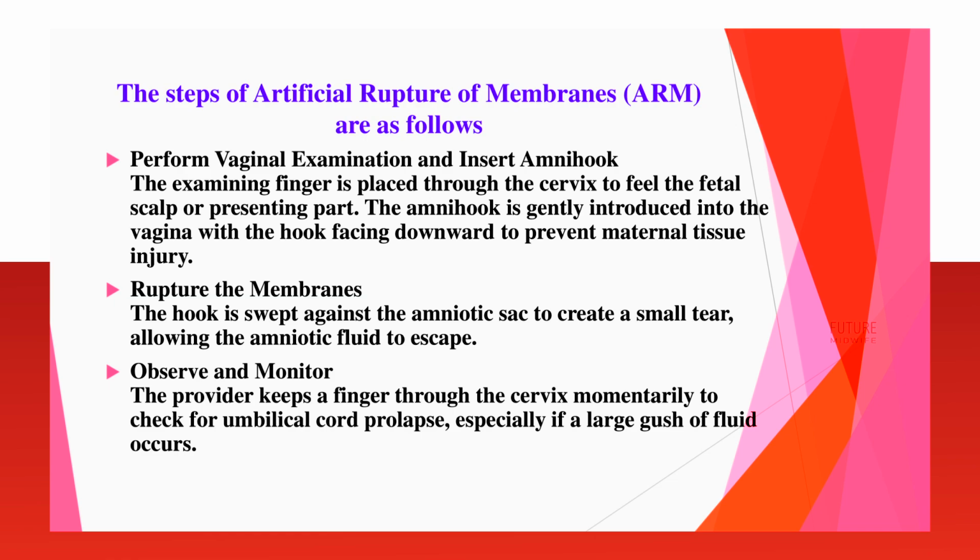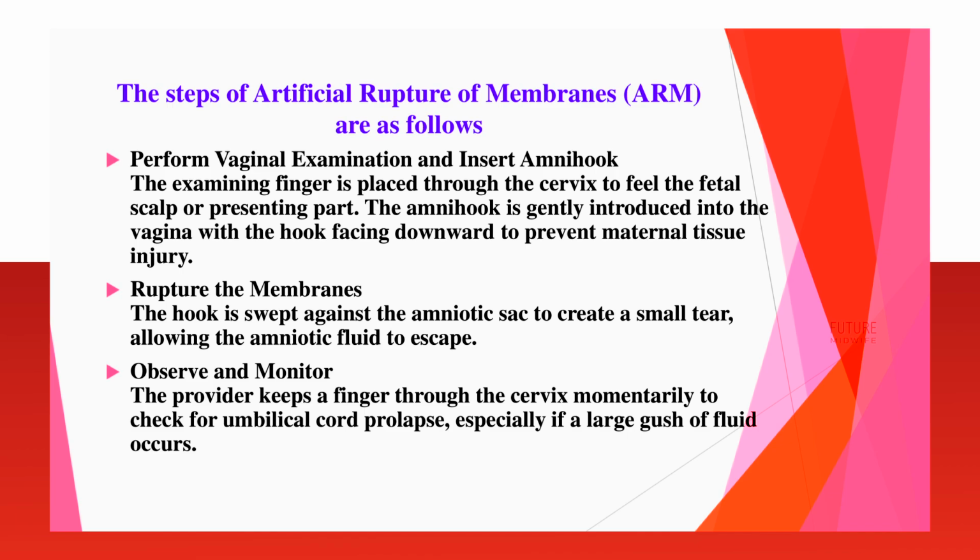Perform vaginal examination and insert amnio hook. The examining finger is placed through the cervix to feel the fetal scalp or presenting part. The amnio hook is gently introduced into the vagina with the hook facing downward to prevent maternal tissue injury. The hook is set against the amniotic sac to create a small tear, allowing the amniotic fluid to escape. The provider keeps a finger through the cervix momentarily to check for umbilical cord prolapse, especially if a large gush of fluid occurs.